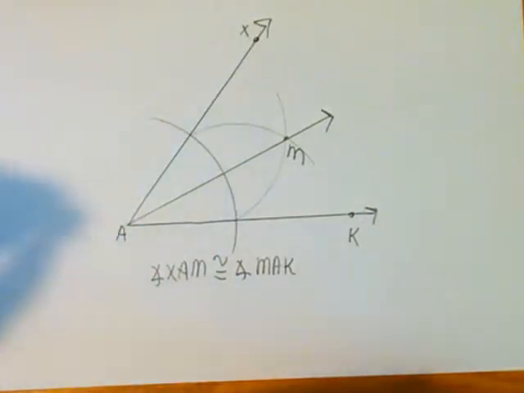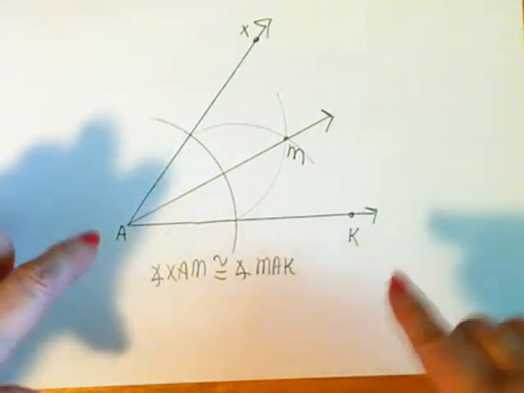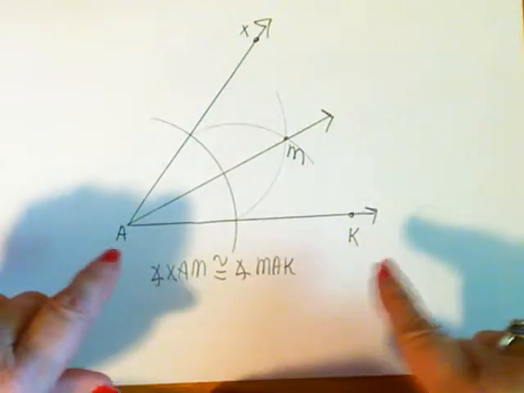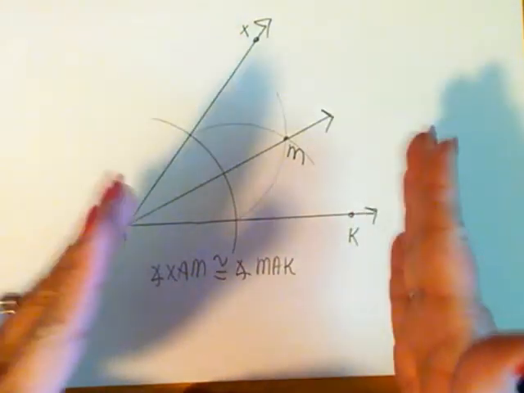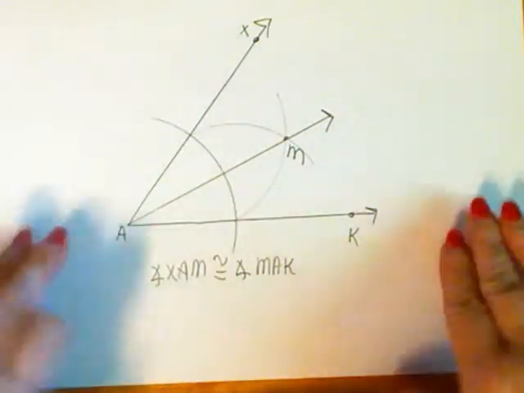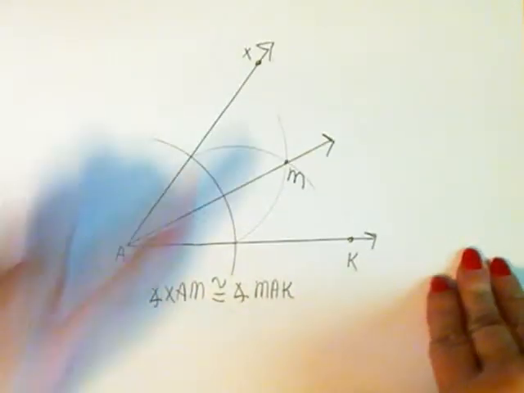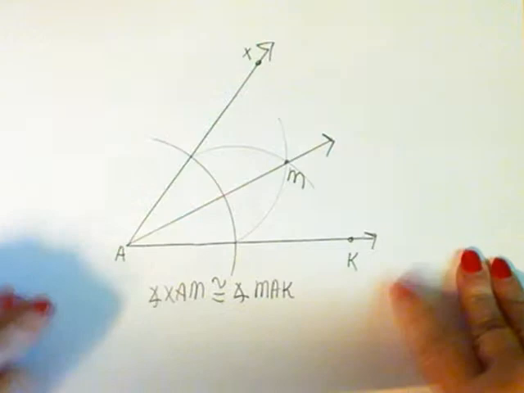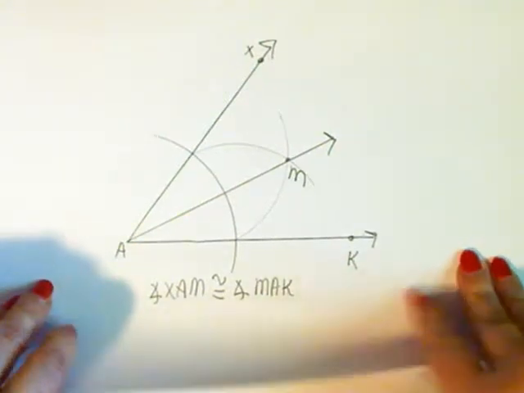Now, the thing that you need to remember about constructions, leave the arcs, don't erase them. Because if the arcs are there, I can look at it, I can see that you've done it correctly, and I can also see when your circle arcs are not where they're supposed to be. It's real easy as a teacher.